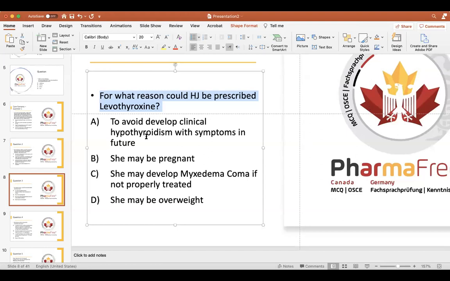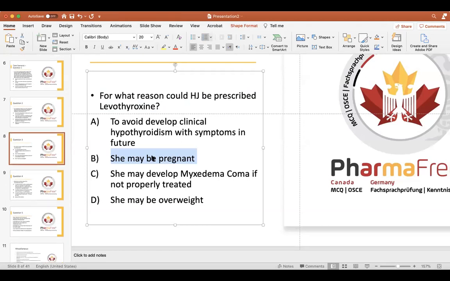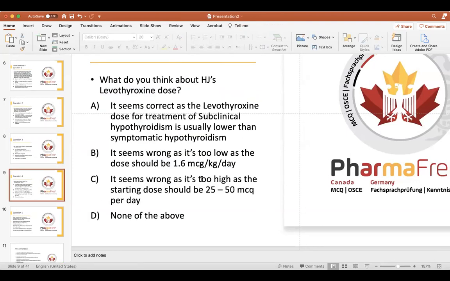Okay, perfect. So the answer here is a pregnancy. She may be pregnant, my friend. That's why the doctor is willing to treat her for the subclinical hypothyroidism. It's a very easy question. Why did you answer C and D? Okay, no problem.